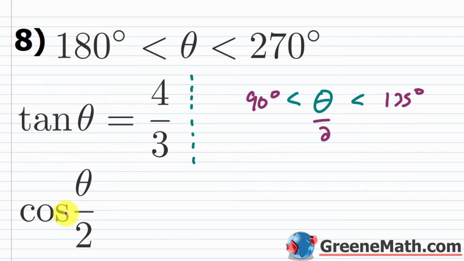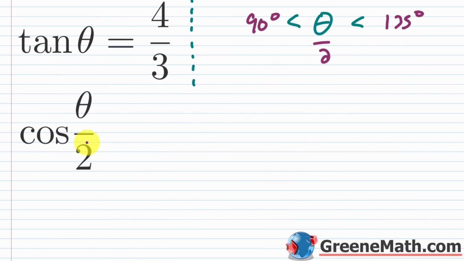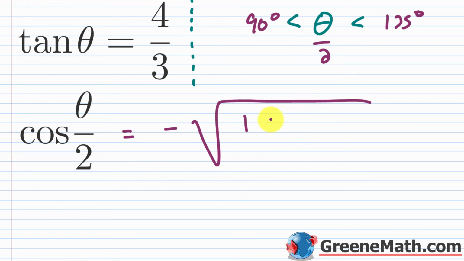Now, cosine is negative in quadrant 2. So just keep that in mind when you're trying to figure out what sign to use. So to find the cosine of theta over 2, we're going to use our formula, which is plus or minus in this case, because again, we're in quadrant 2 for theta over 2, and cosine is negative. I'm going to put the negative of the square root of 1 plus the cosine of, in this case, it's going to be theta over 2. So I just need to figure out what is the cosine of theta, plug in, and I'll be good to go.